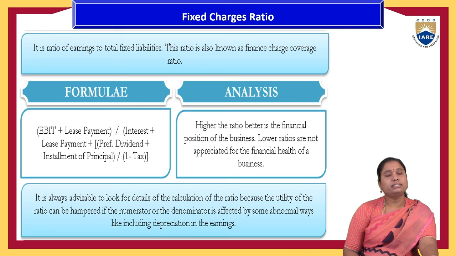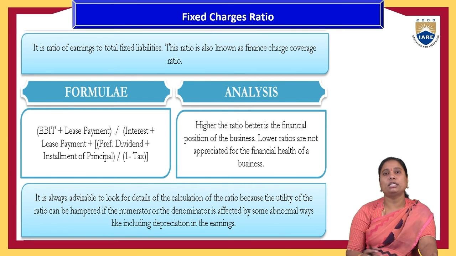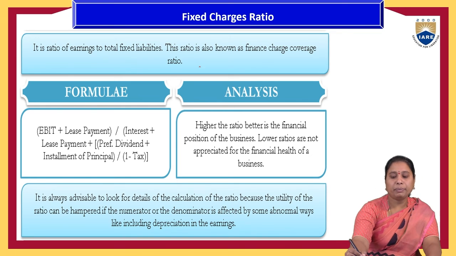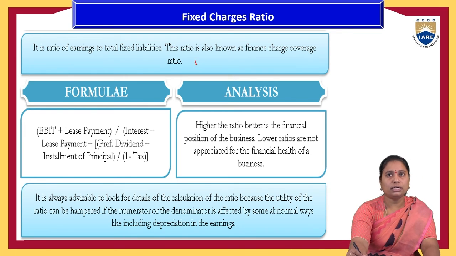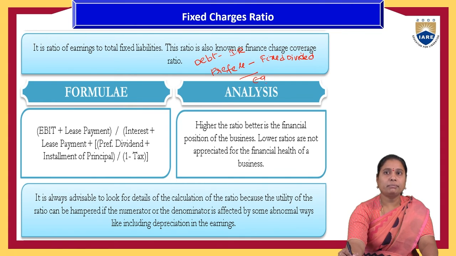Next thing is the fixed charges ratio. This is going to evaluate the ratio between the total earnings and the fixed liability position of the organization. Generally the organization will pay fixed charges to the debt holders in the form of the interest rate, and to the preference shareholders they will pay the fixed dividends. To the equity holders, only the remaining balance will be there.